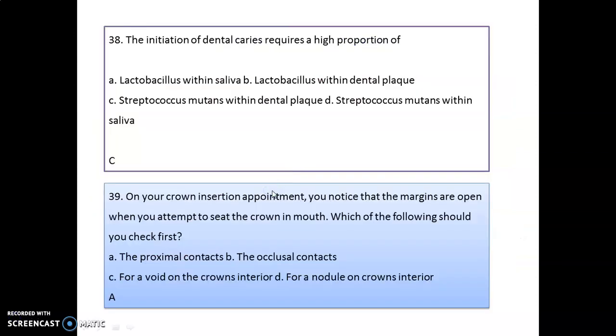Now aspirant, 8th question of the day. The initiation of dental caries requires a high proportion of which bacteria? That is Streptococcus mutans within dental plaque. Now a case report.